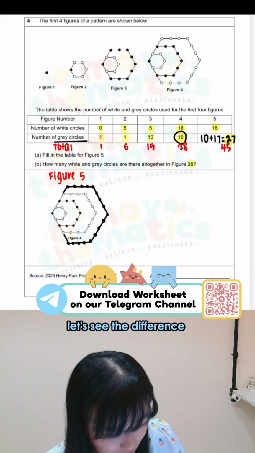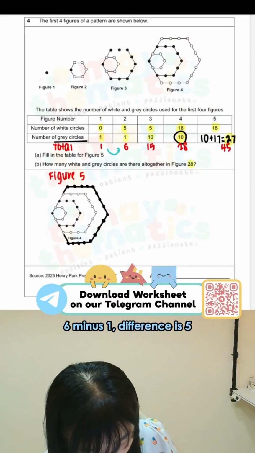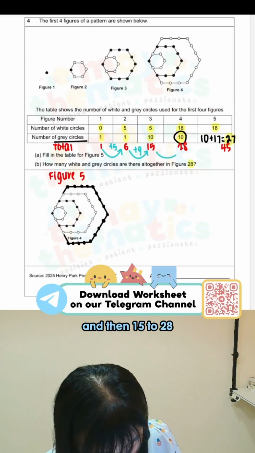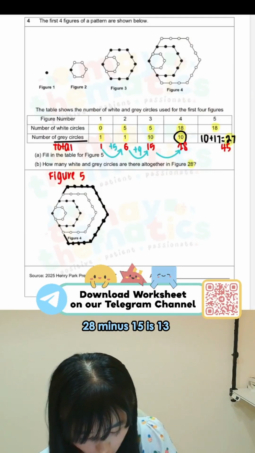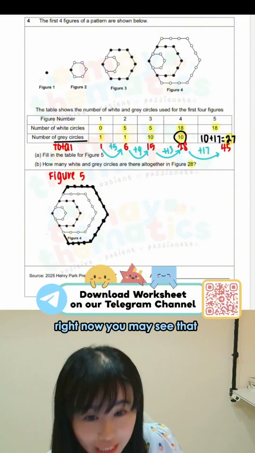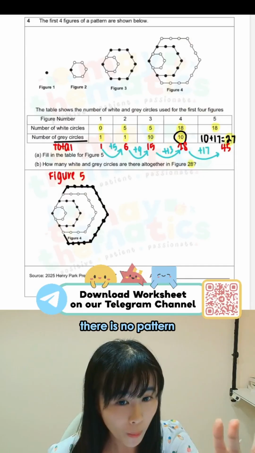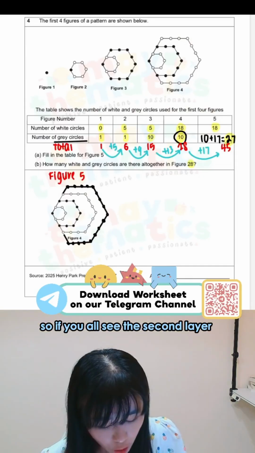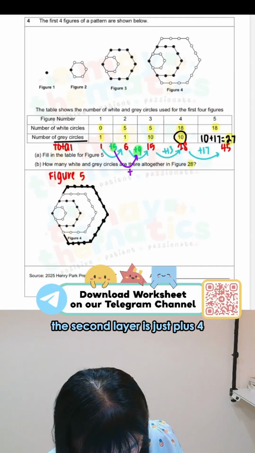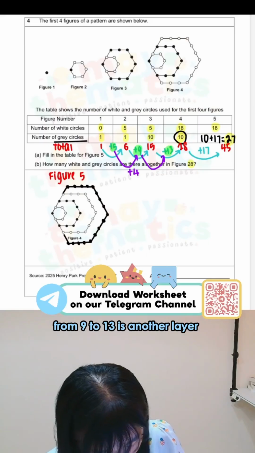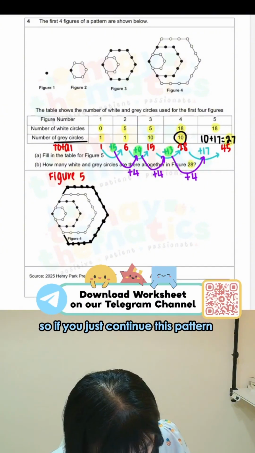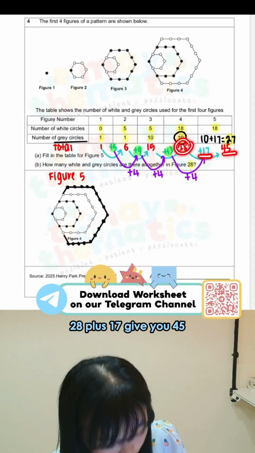Let's see if there is any pattern. Let's see the difference. 6 minus 1 difference is 5. Then 15 minus 6 difference is 9. And then 28 minus 15 is 13. And then 45 minus 28 is 17. Right now you may see that there is no pattern, but just continue doing it again. If you look at the second layer, you see plus 5, plus 9, which is basically the second layer is just plus 4. From 9 to 13 is another layer. The second layer is always plus 4, if you realize. 13 to 17 is always plus 4. So if you just continue this pattern, you will know that 28 plus 17 gives you 45. You know the total is 45.